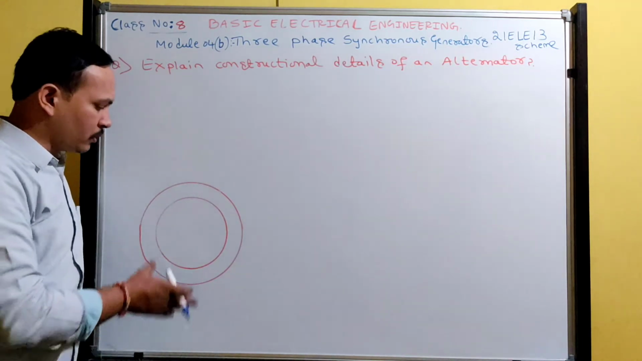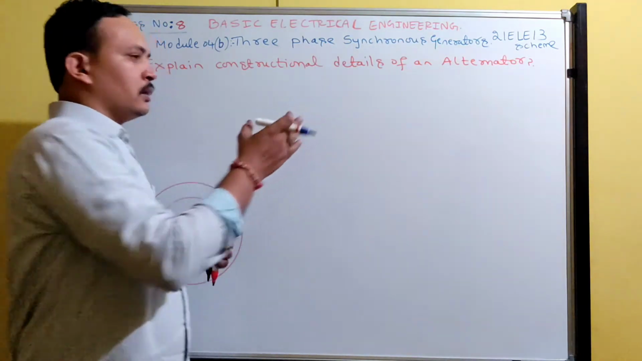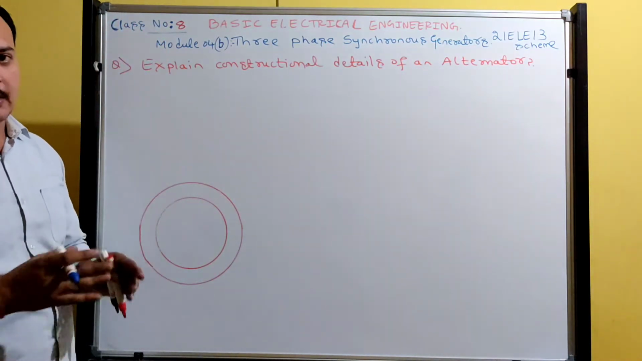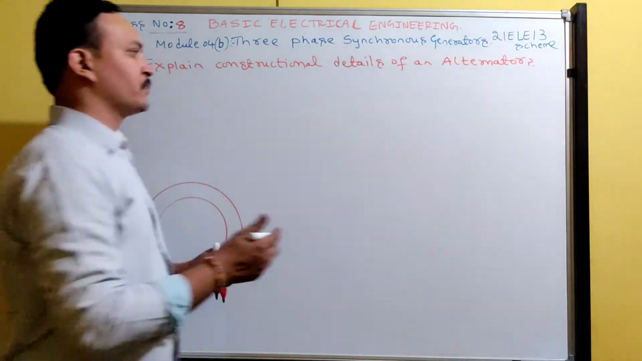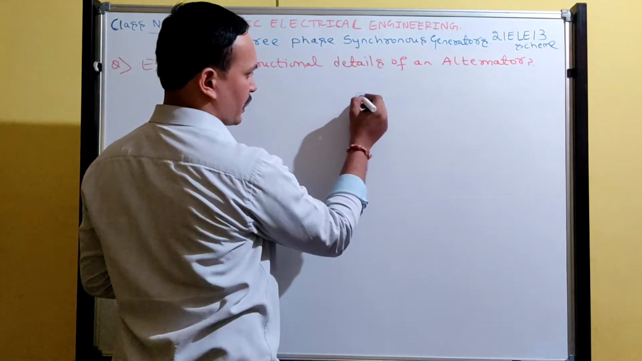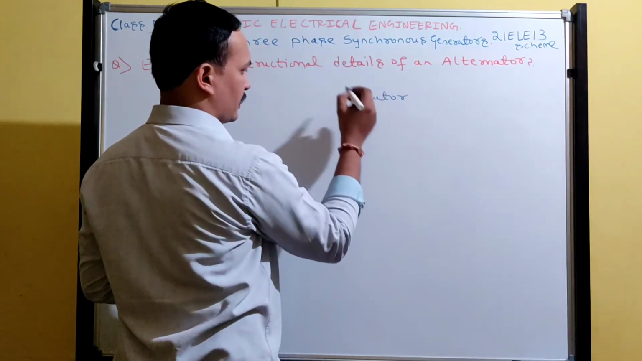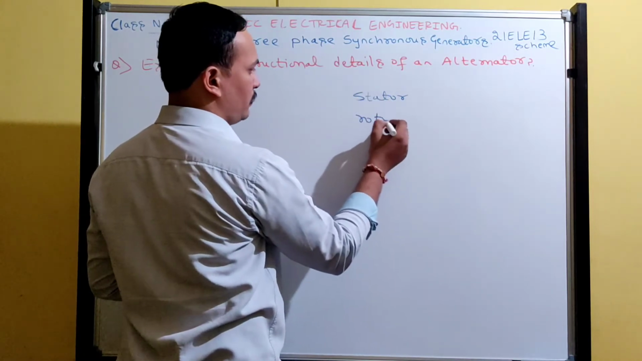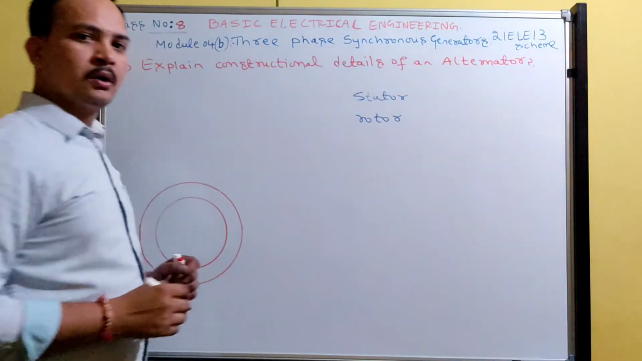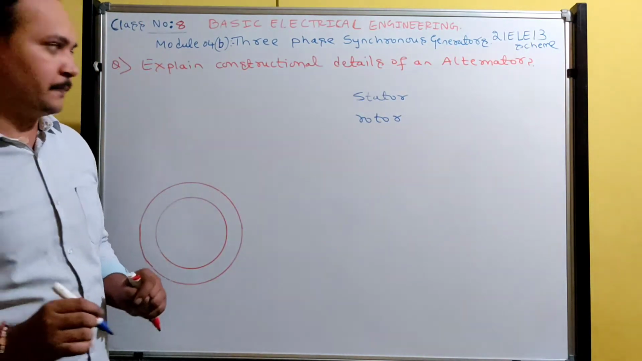Okay, so before moving into the stator part, we can list out what are the major parts in an alternator. In construction details, there are two parts. One is called the stator, and the other one is called the rotor. So these are the two major parts in an alternator.